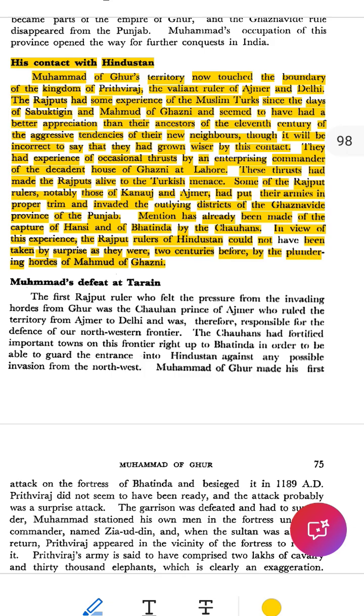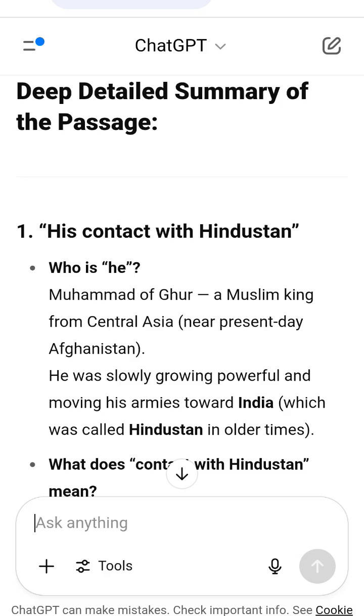9. And invaded the outlying districts of the Ghaznavid province of the Punjab. These Rajput kings were not just sitting and waiting. They became bold and invaded border areas that belonged to the Ghaznavid Turks in Punjab. Outlying districts means outer border regions, like towns or forts on the edge of their territory.